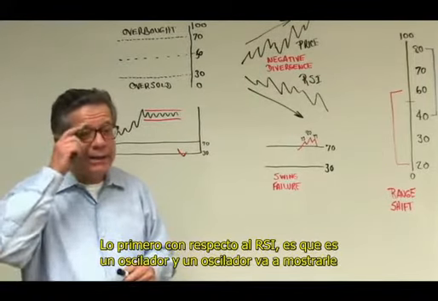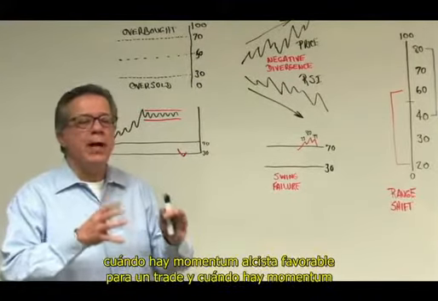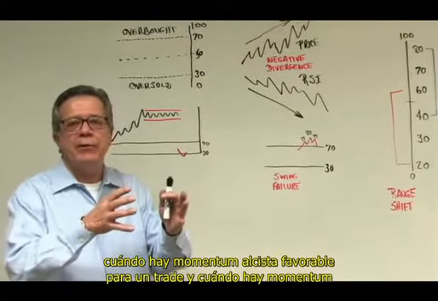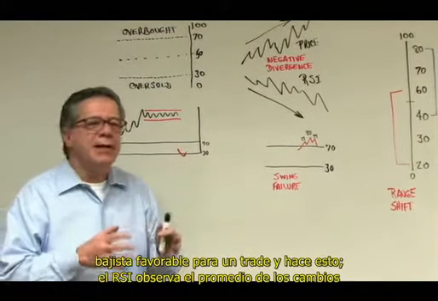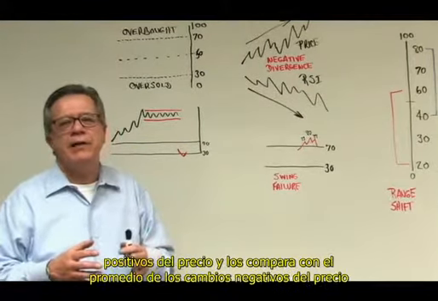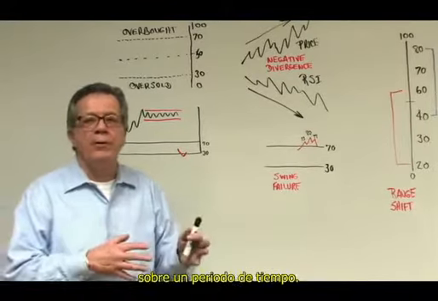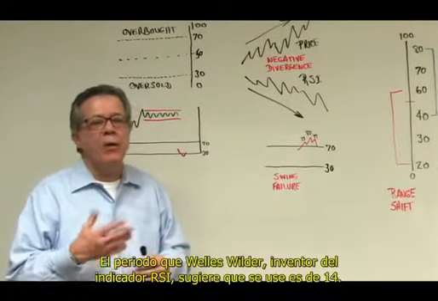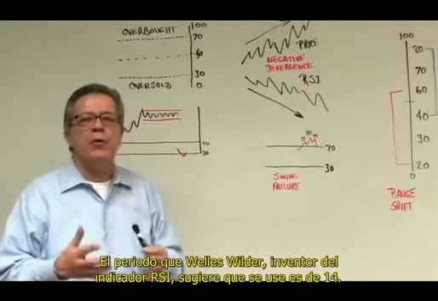The first thing regarding the RSI is it's an oscillator. And an oscillator is going to show you when there's bullish momentum favored in a trade and when there's bearish momentum favored in a trade. The RSI does this by looking at the average positive price changes and comparing them to the average negative price changes over a period of time. And the period that Welles Wilder, the inventor of the RSI indicator, suggests using is 14.